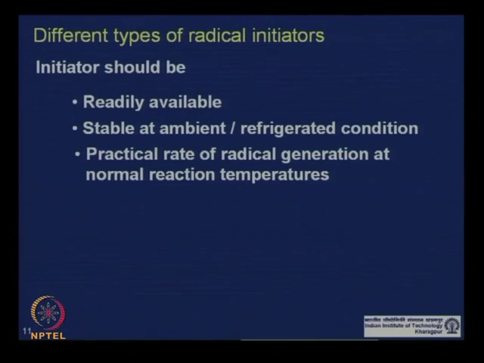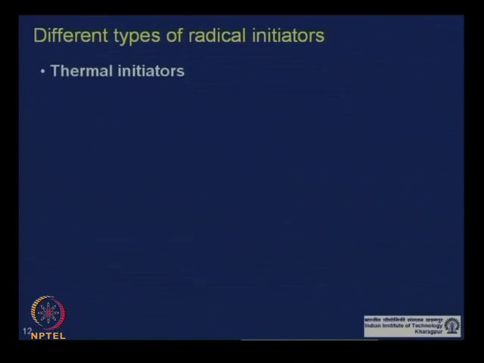So, what are the initiator procedures we typically use in a radical chain polymerization? The first one is the thermal initiator, and thermal initiation is initiation by homolysis of a molecule by thermal energy, leading to the formation of two radicals.